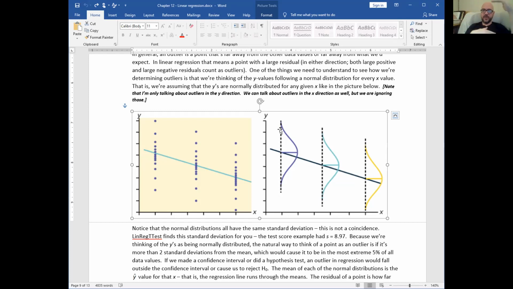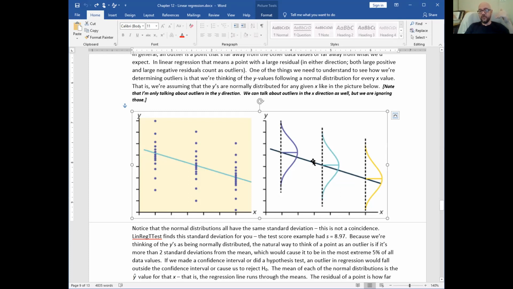So data values out there would cause us to reject the null hypothesis. Inside the middle 95% would not cause us to reject the null hypothesis. And 95% is about 2 standard deviations. It's actually 1.96, as we know, but 2 is close enough. So a way to determine whether something is an outlier is if it is more than 2s away from your mean. That is to say that it is more than 2 standard deviations away from the line.